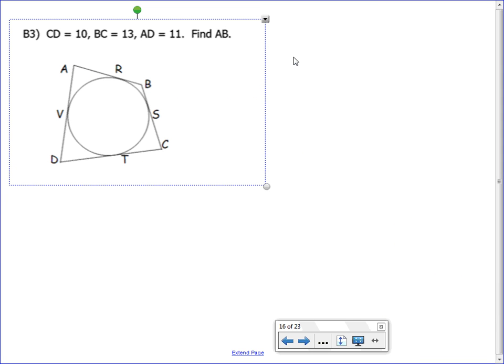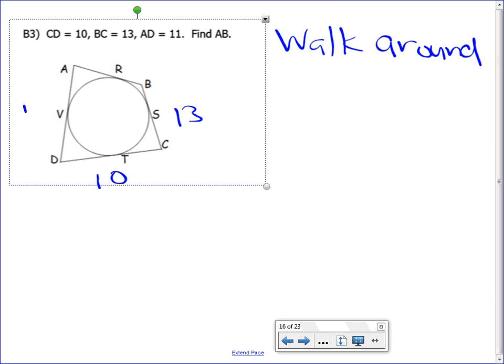B3 is the second problem, called a walk-around problem. Students just learned this today. However, I still expect them to be able to demonstrate mastery on the test. The problem is very simple. You're going to write the given information. So this is 10, CD, BC is given to be 13, AD is given to be 11. We have to figure out what AB is.